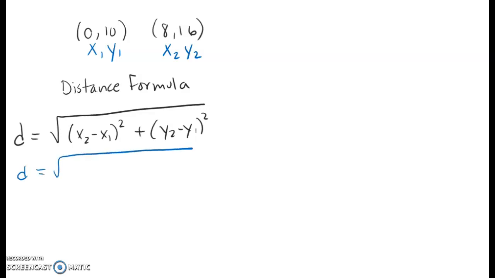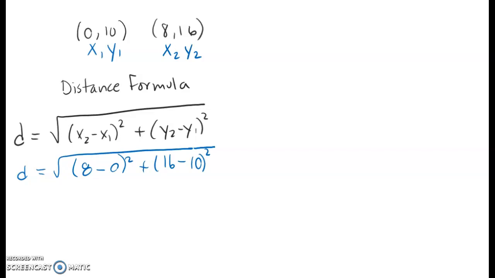So I'm going to get here, I labeled x2 as 8, x1 is 0. I'm going to put in y2, which I called 16, and y1 is 10. Now it doesn't matter if I call this the second pair and this the first pair, because I find the difference between them and I square that difference, it won't make a difference in the end result.